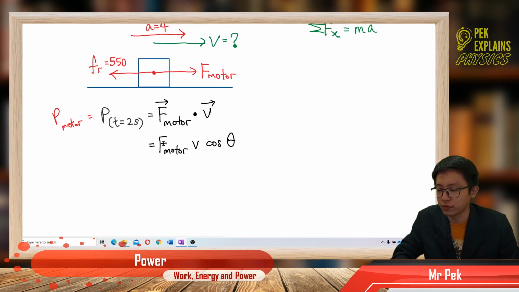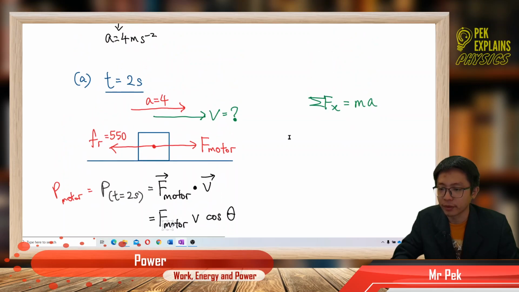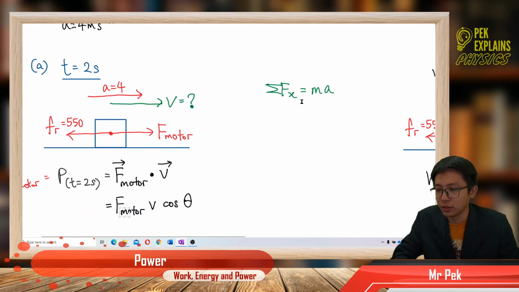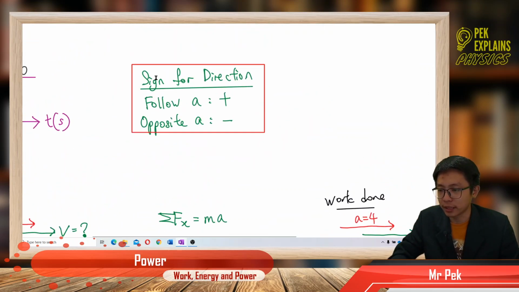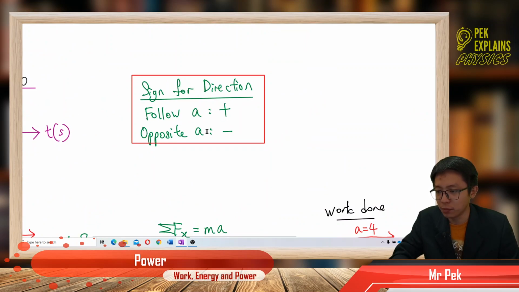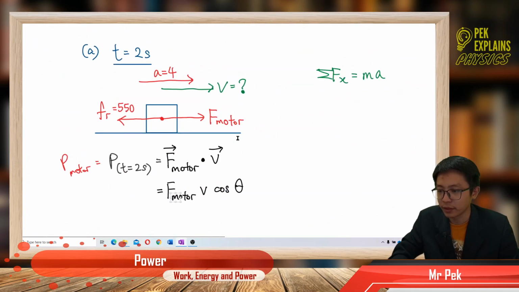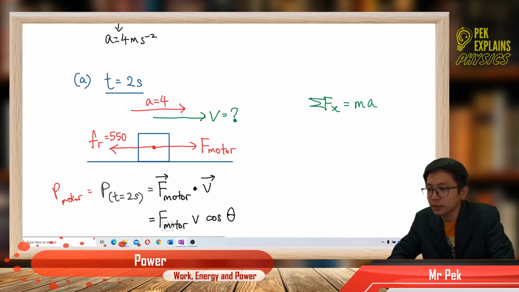So how to find the force of the motor? We use Newton's second law: total Fx equals ma, because in the x component it has acceleration. So it has a resultant force to the right. Force of the motor is bigger than the friction. Now we apply the sign for direction. Follow acceleration is positive, opposite acceleration is negative.